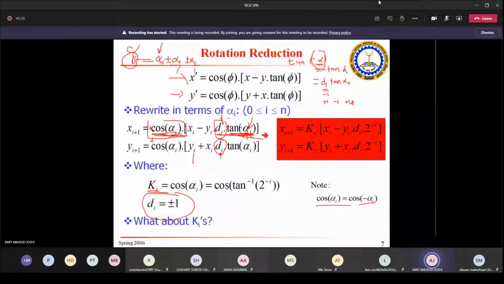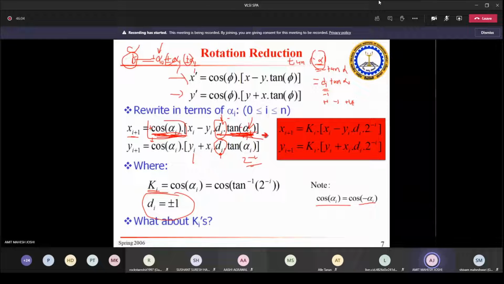Okay. So alpha 0 has to be positive. But here it should be positive, negative, positive, negative. Okay. Now here I am considering cos alpha. See, this tan alpha I can replace with 2 raised to minus i. So in this equation, if I am interested in x i plus 1, then x i is the initial axis. This d i is also plus 1 or minus 1, that I can take care of. This tan alpha I have assumed 2 raised to minus i.